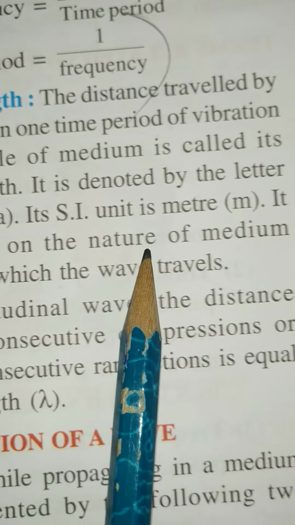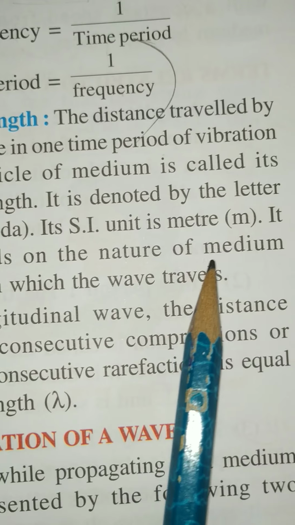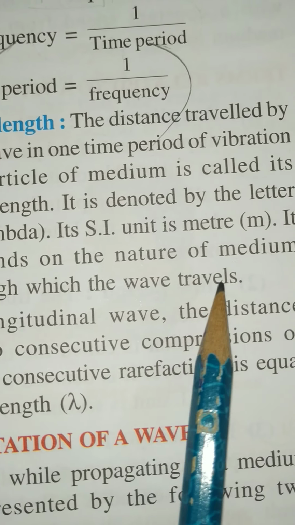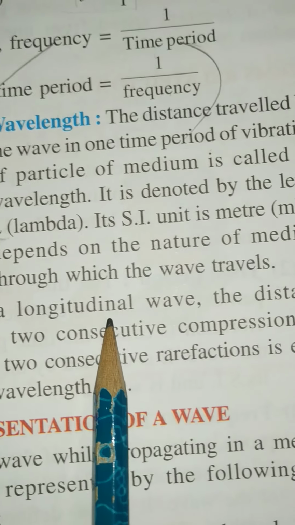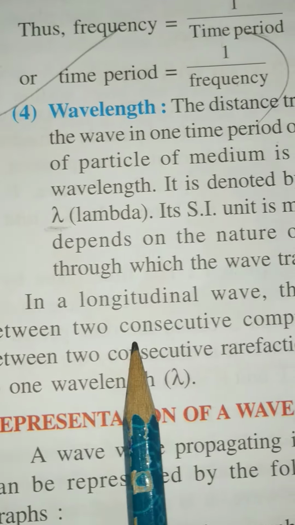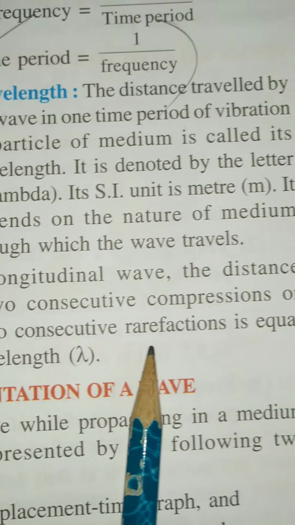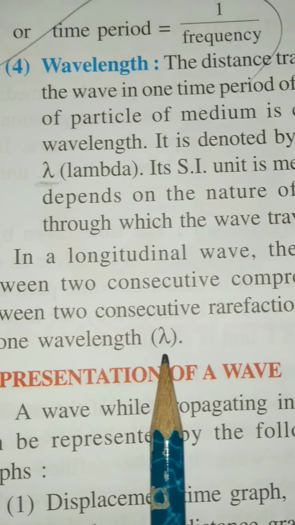It depends upon the nature of the medium through which the waves travel. So wavelength depends upon the nature of the medium through which the wave travels, whether it is a solid, liquid or a gas. In a longitudinal wave, the distance between two consecutive compressions or between two consecutive rarefactions is equal to the wavelength, one wavelength.